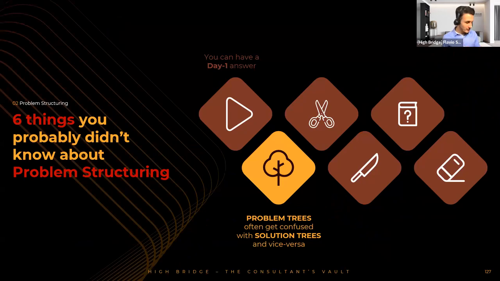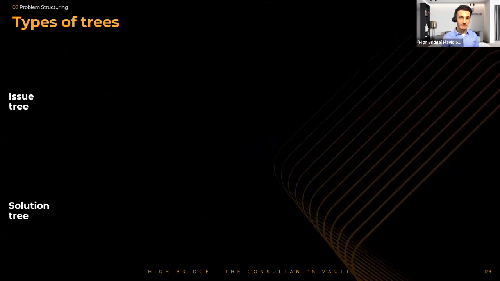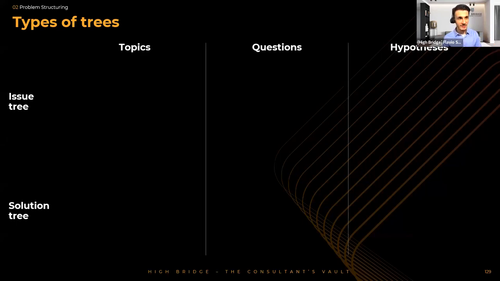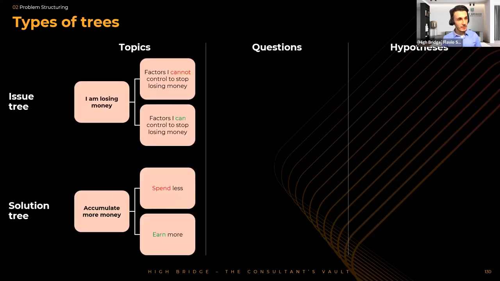Second thing, problem trees often get confused with solution trees and vice versa. And yeah, so problem trees or issue trees and solution trees, they are different things, of course, right? And there are 3 flavors even: topics, questions, and hypotheses, right? I'll not bother you so much about it, right? But sometimes people prefer to write topics, for instance, like this.